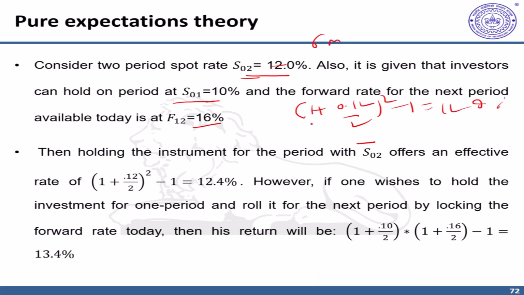Suppose one does not want to go through this route, but would like to invest for 12 months using the forward rate. The option is to invest in S01, which will be 1 plus 0.1 by 2, and roll over the investment at today's committed rate. So commit today with a forward rate of 16%, and you'll get this one. Now, the effective rate in this leg or this channel of investment is 13.4%, which is clearly higher than 12.4%.